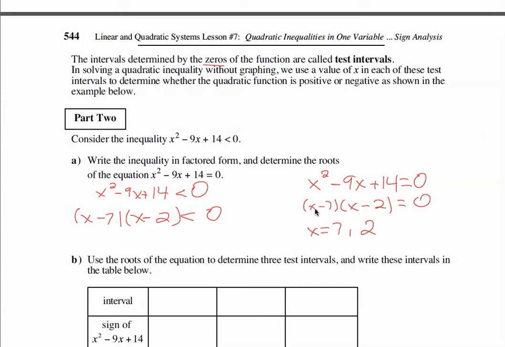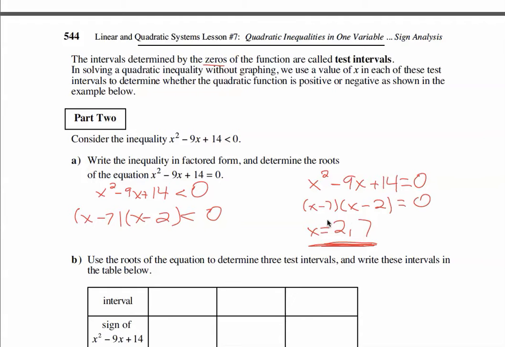I get that when x is equal to 7 and when x is equal to 2, my function will equal 0. So these are going to be our intervals. We said the intervals are determined by the zeros of the function. So I have three intervals that are formed from this. Perhaps I should rearrange these in ascending order with the lower number first.